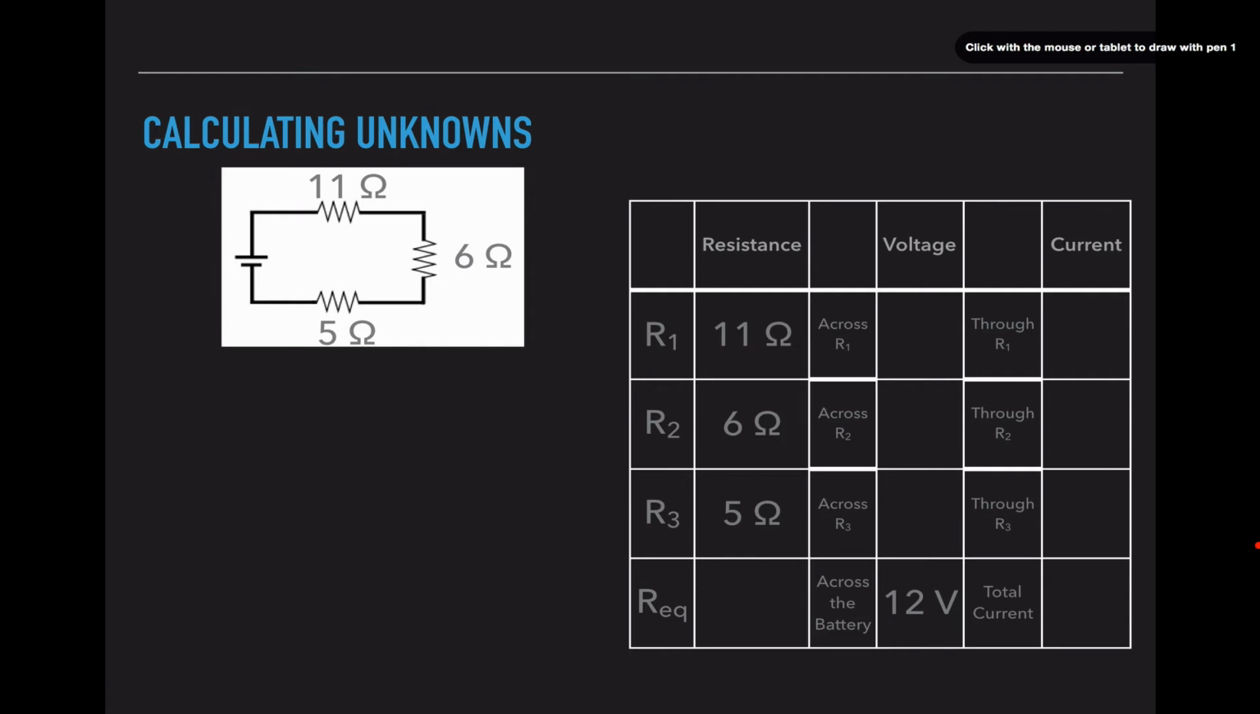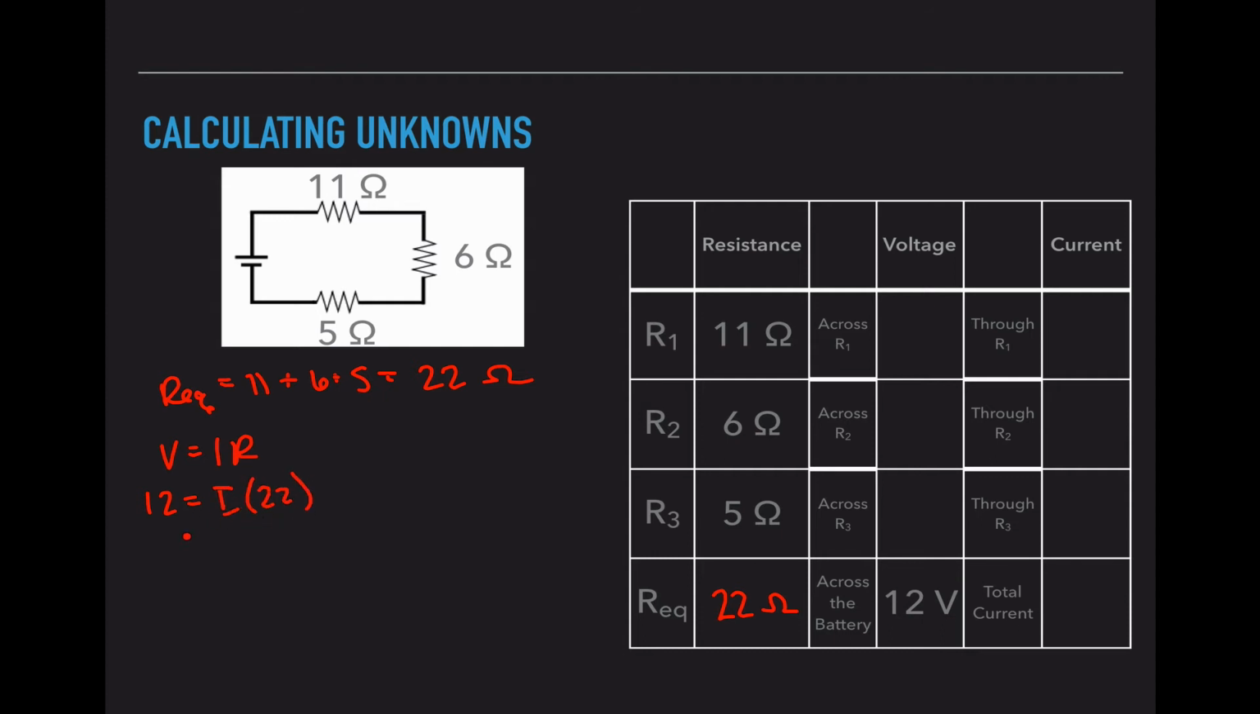So this new practice problem, we have an 11 ohm, a 6 ohm, and a 5 ohm resistor. So our Req is 11 plus 6 plus 5, which is 22 ohms. So 22 is going to go in my Req box. I'm going to use V equals IR. V is 12, I is my question mark, and R is 22. I'm going to divide both sides by 22, and I, with rounding, is 0.54. So 0.54 is going to go here.